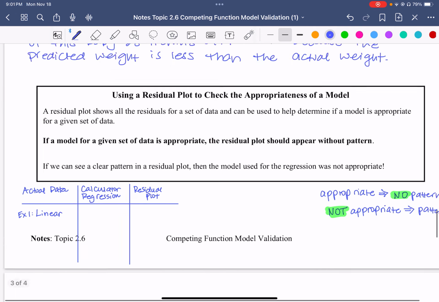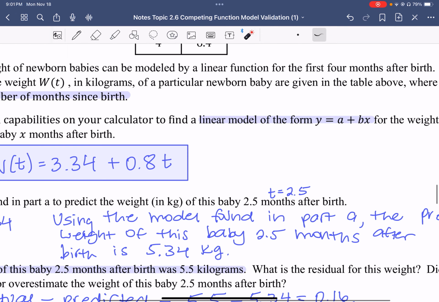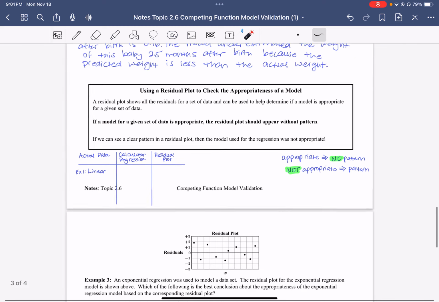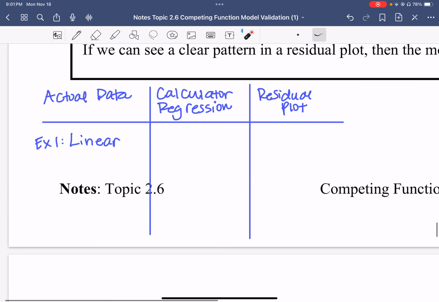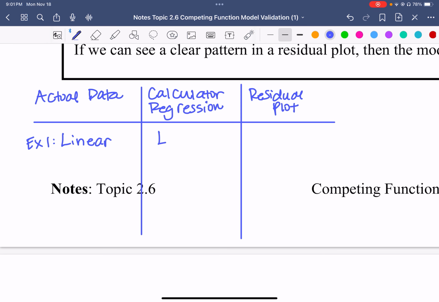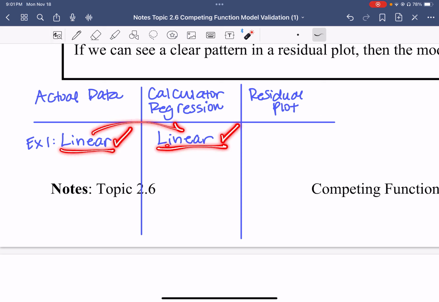Now in the calculator, I selected linear because the question told me to use a linear model of this format. So when I selected linear on the calculator, I ran a linear regression. Now, if the data is linear and I select linear in the calculator, then I have done it correct. You want these two to match. If the data is linear, you need to select linear in the calculator.